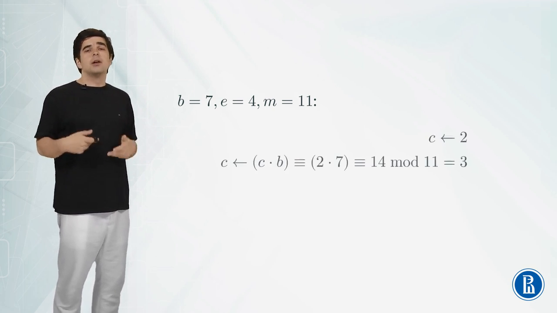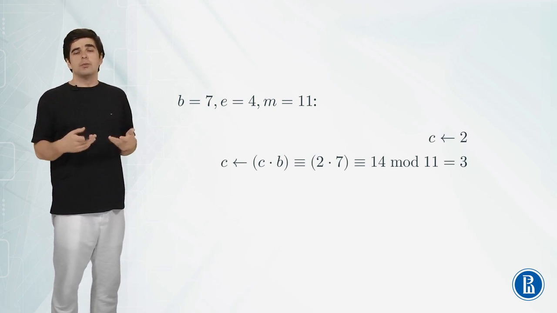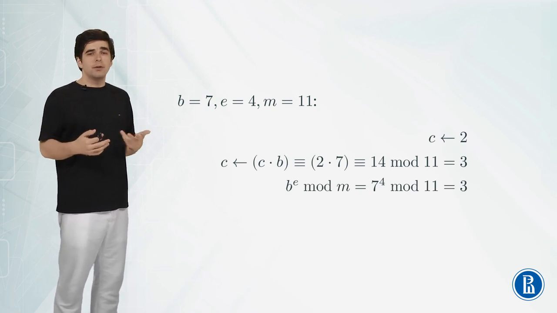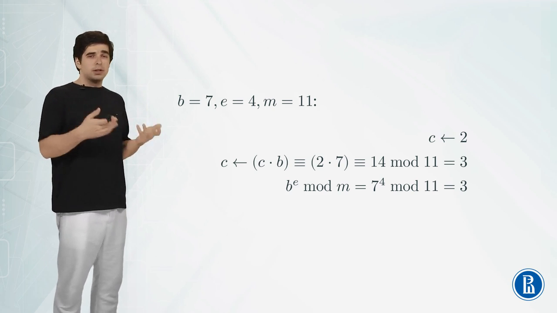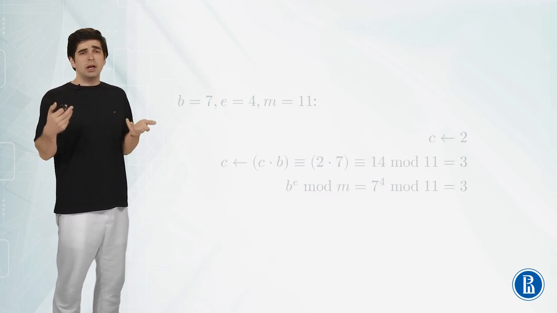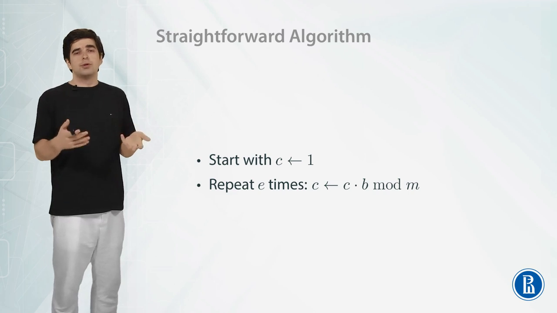And finally, c already contains value of 2. We multiplied it once more by 7, we get 14, and the remainder modulo 11 is 3. And finally, we conclude that b to the power of e modulo m, which is 7 to the power of 4 modulo 11, is equal to 3. So this is the basically straightforward algorithm to compute modular exponentiation.